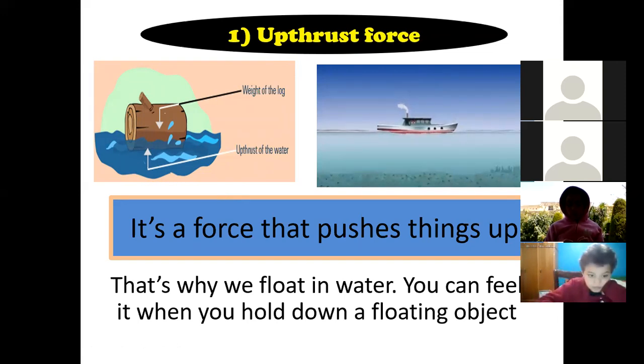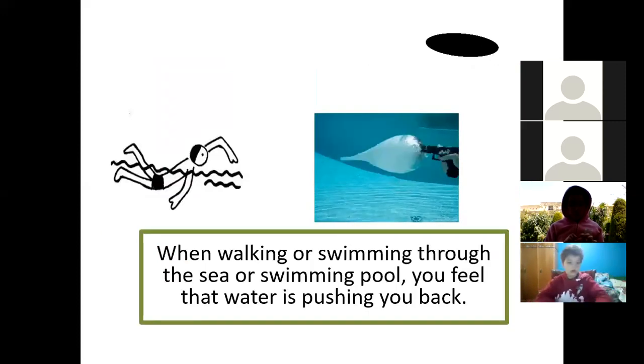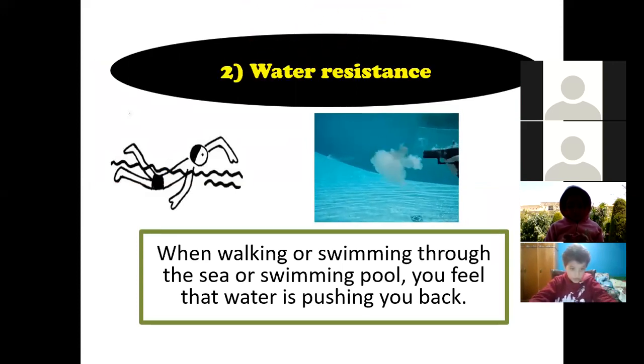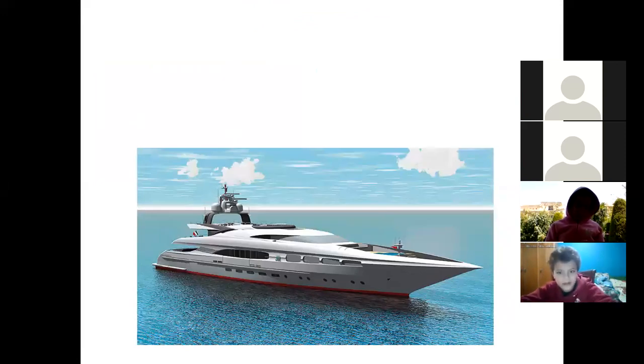The upthrust force is the force that pushes things up, and this is why things float on water. The other type is the water resistance force, which slows objects down when they're moving through water. Because of the water resistance force, the one that makes an object move slowly through the water, this is why ships and boats have this shape.